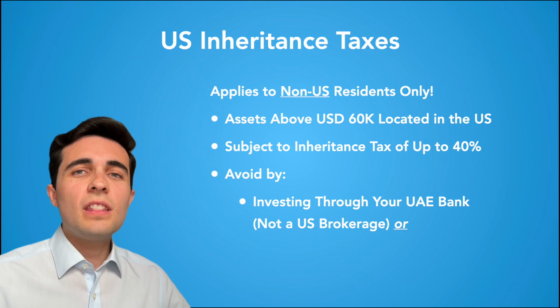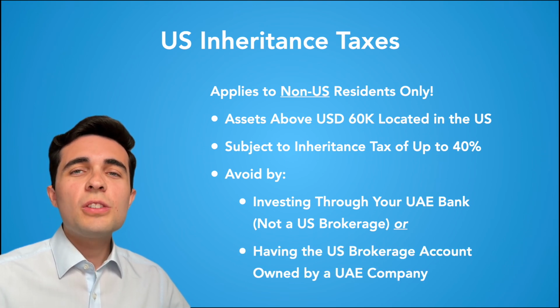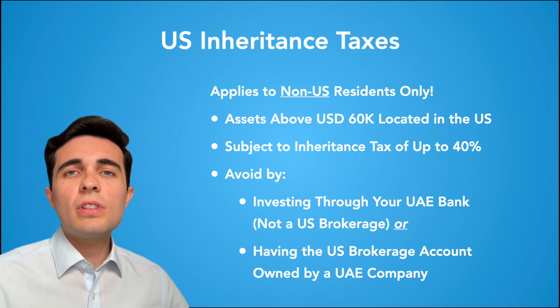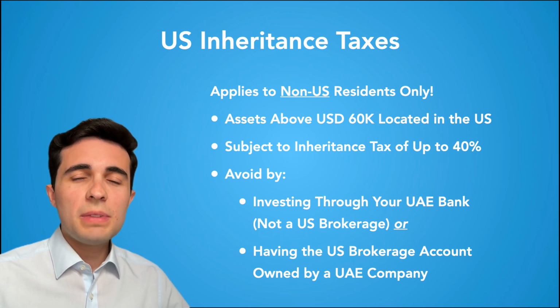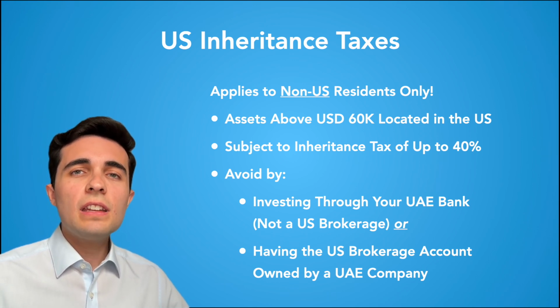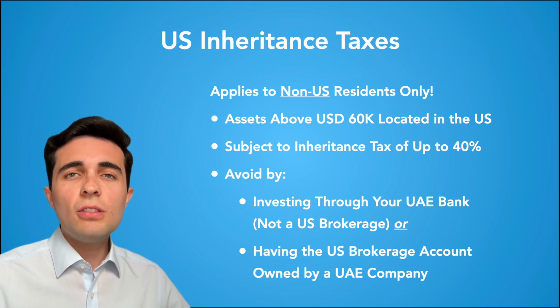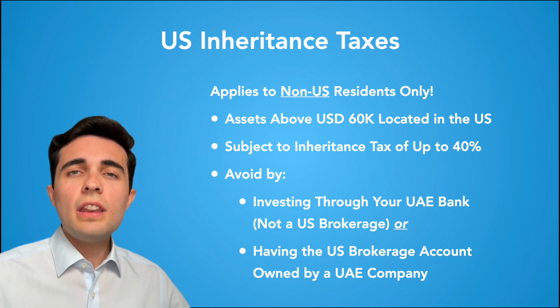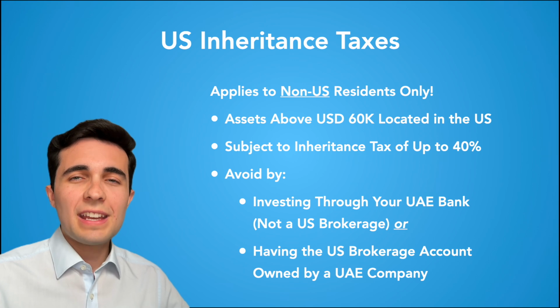Either you invest in the US through your UAE bank account, or alternatively, you set up a company in the UAE which then owns an Interactive Brokers brokerage account in the US. In that case, should you pass away, your relatives will inherit the UAE company, including any US assets that the company owns. They won't inherit the US assets directly, thus avoiding the US inheritance tax.